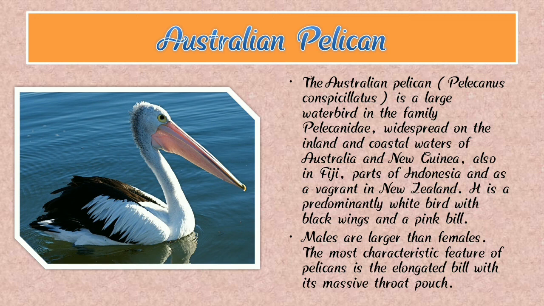Then Australian pelican. So here we can see a photograph of an Australian pelican. So the Australian pelican has the longest beak, and it is the largest water bird of its family. The males are larger than the females, and they have black wings and a pink beak. So the Australian pelican has the longest beak.